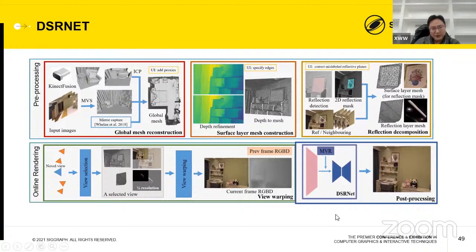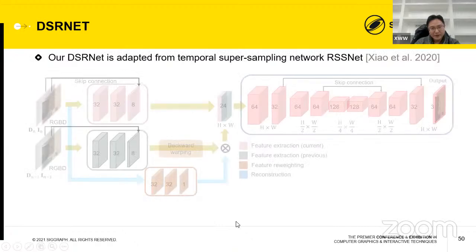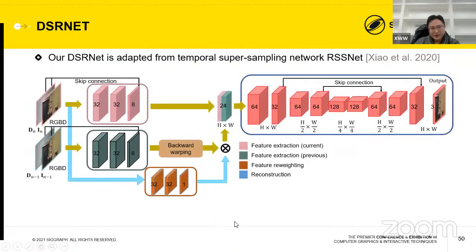After rewarping, we already obtained some initial rendering result, but it contains a lot of artifacts. So we develop a neural network to refine the rewarping result and obtain the final images. This network is adapted from the supersampling network in SIGGRAPH 2020.